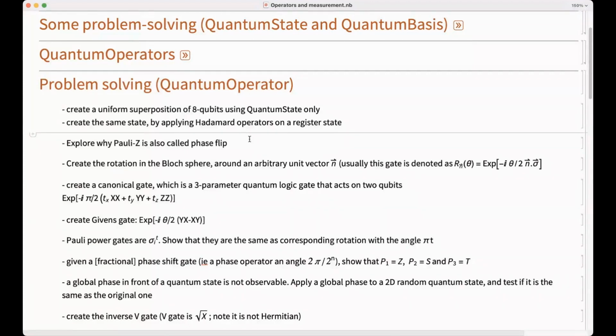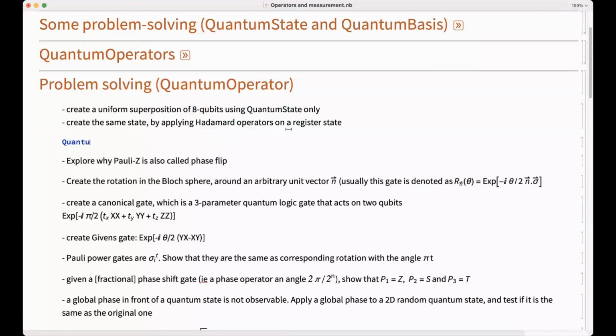Let us start with the first question. Create a uniform superposition of 8 qubits using quantum state function only. Okay, let's see how Nick would tackle it. He would just start with quantum state.